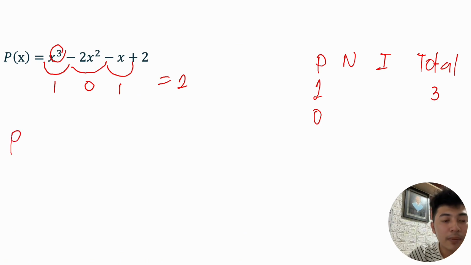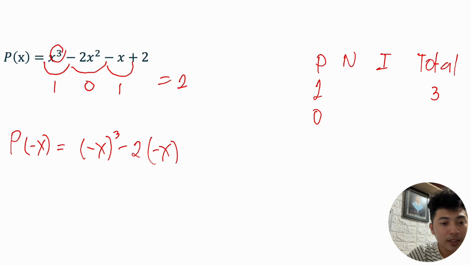And to determine the maximum number of negative real roots, we are going to replace the variable x with negative x. So, positive x cubed will become negative x raised to 3, minus 2 times negative x raised to 2, minus negative x, plus 2. Ayan. Then, simplify.